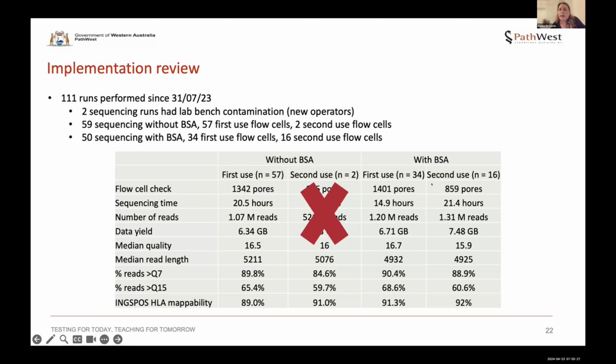So shown here, we got good pore recovery. Sequencing was longer with the second use, but obviously we're sequencing with fewer pores, so that's proportional. We did obtain similar amounts of data off the second-use flow cells. Again, the same quality and same mappability. So the introduction of the BSA really did help with stabilizing the nanopores for second use.